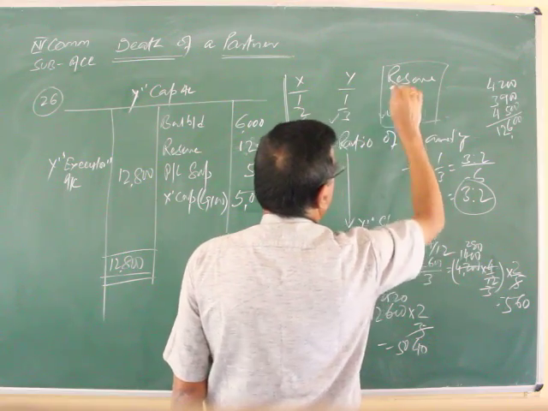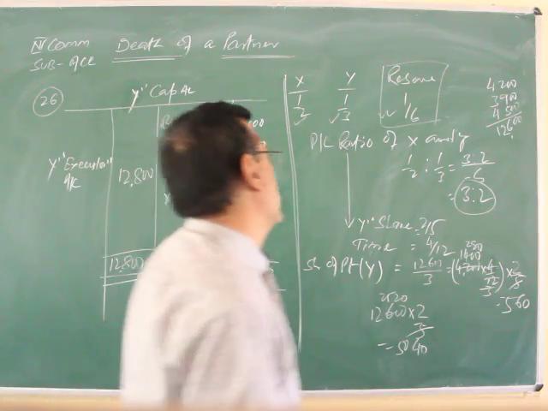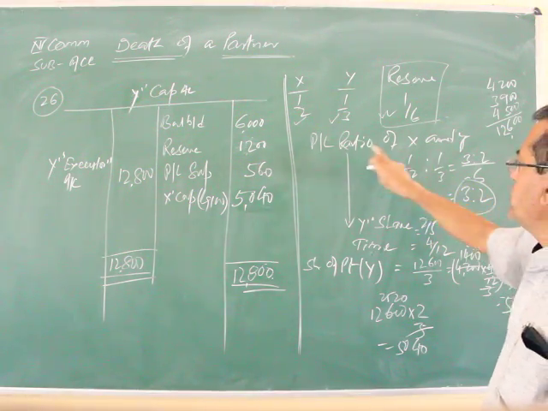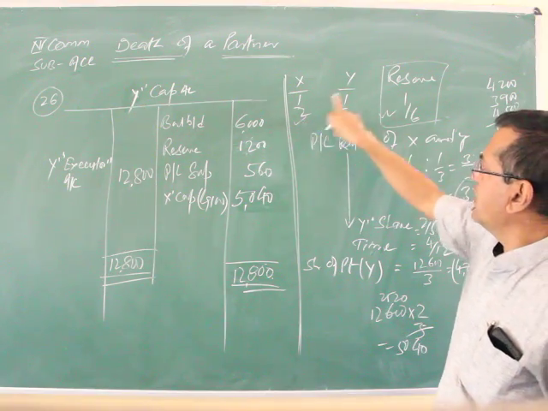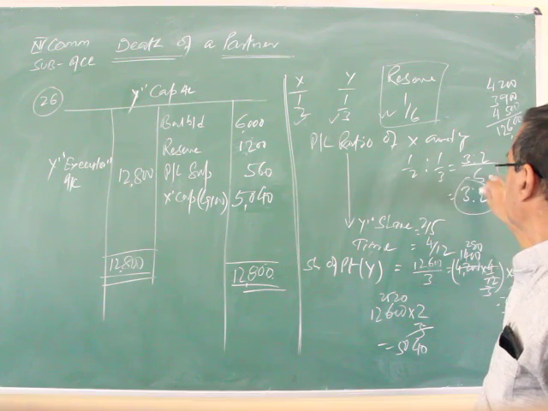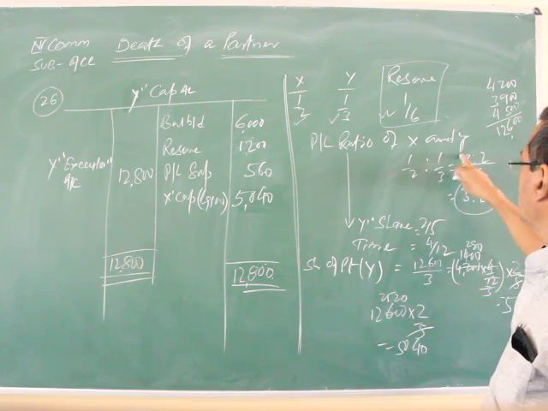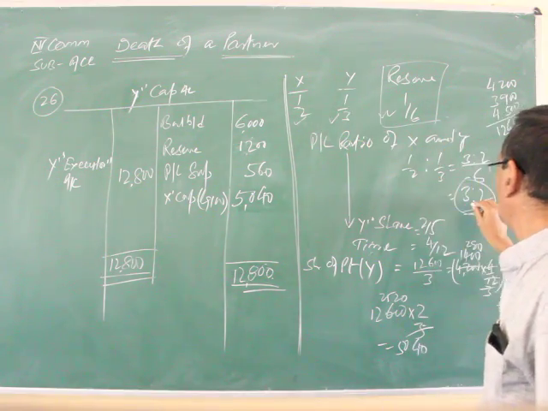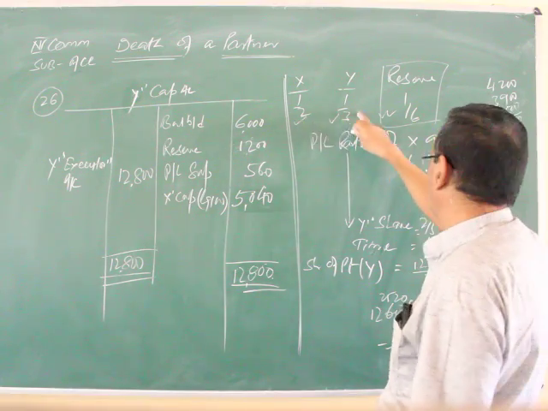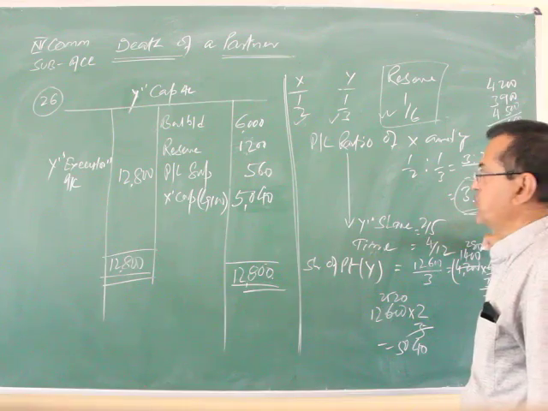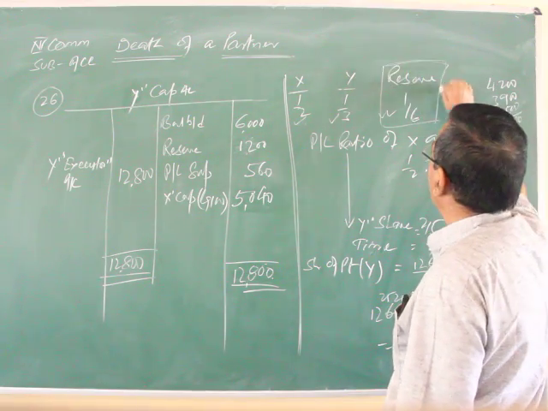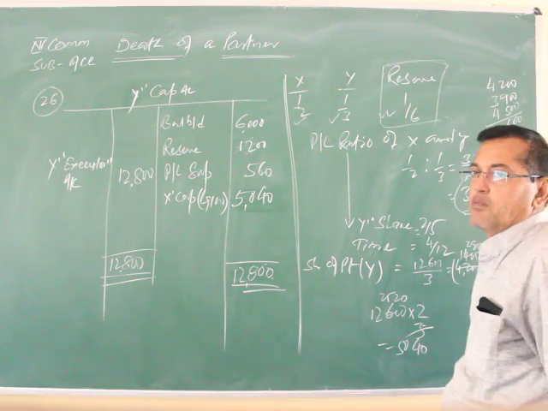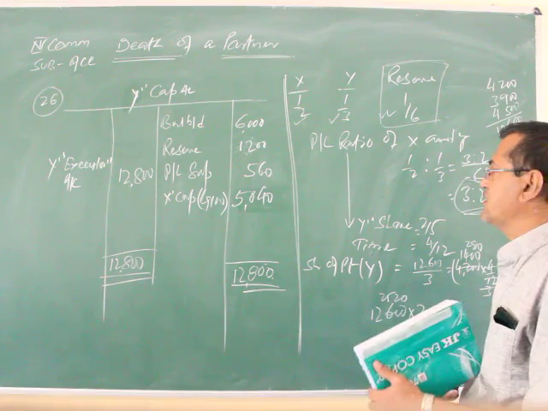X is entitled to 1/2 share of profit, Y is entitled to 1/3 share of profit, and the rest, 1/6, is constituted as reserve. Understood? So the actual profit sharing ratio between X and Y will be 1/2 of X and 1/3 of Y. LCM 6, so the new PL ratio of X and Y will come 3:2. It is given in fractions, you have to convert it into a ratio. The part constituted as a reserve will not be taken, because 1/6 is transferred to the reserve constituted by the firm, so it will not be considered.